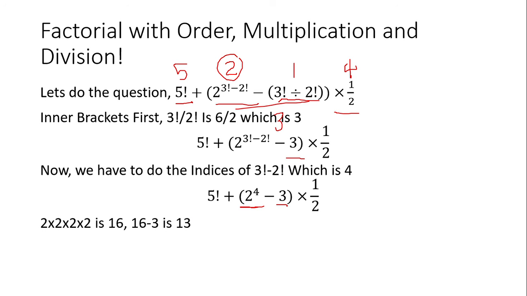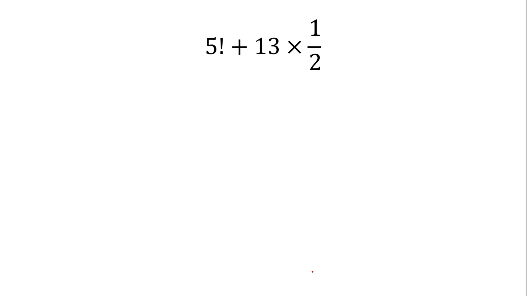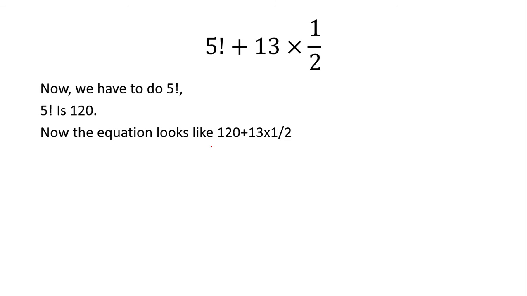That was step 3. Now it looks like 5 factorial plus 13 times half. It is much shorter than what was shown before with all of this. Now it's only 3 different sets of numbers. Now this is the equation. We have to work out 5 factorial, which we did before. 5 factorial is 120. Now the equation looks like 120 plus 13 times half, or 120 plus half of 13.